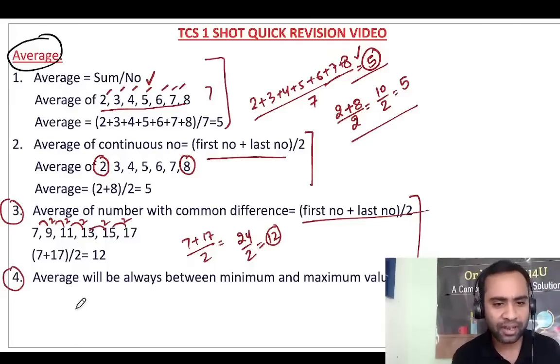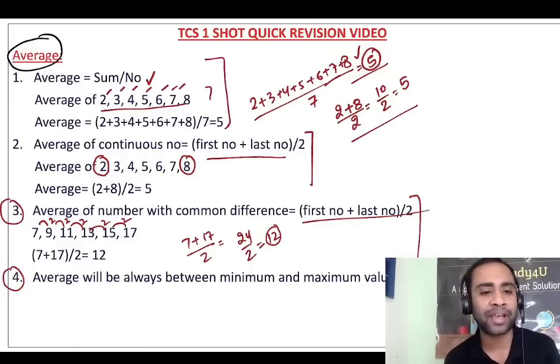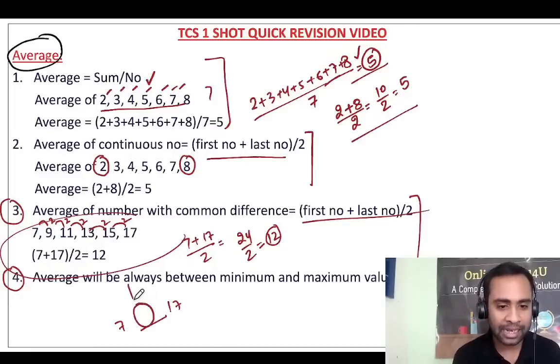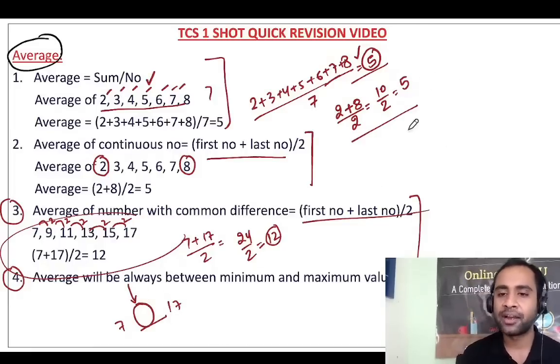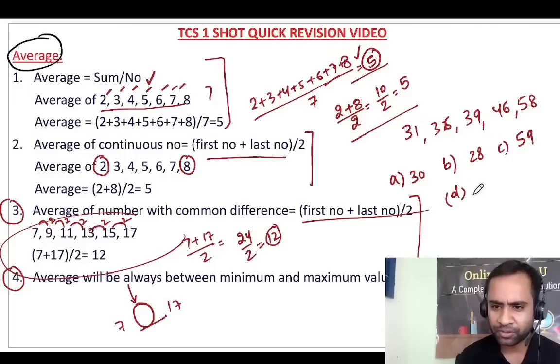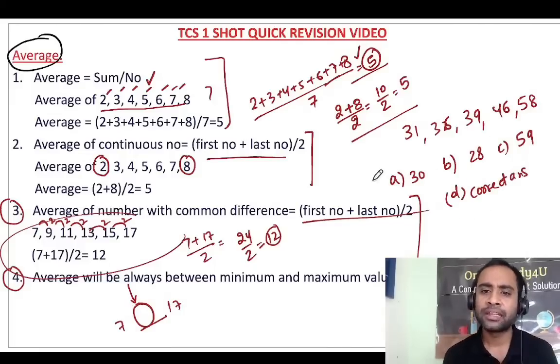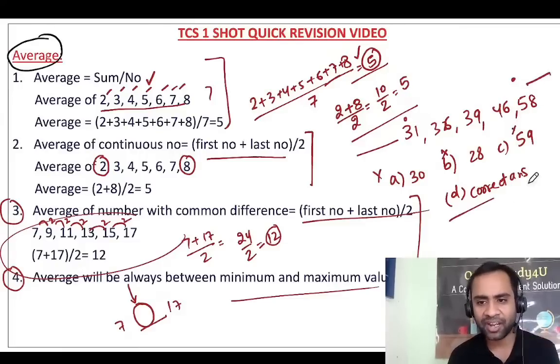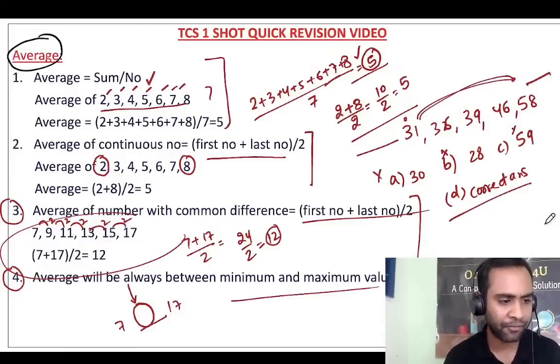Then the fourth concept: the average will always be between the minimum and maximum value. If they ask for the average of 7 and 17, it will always lie in between. If the question asks the average of 31, 36, 39, 46 and 58, and option A is 30, option B is 28, option C is 59, and option D is the correct answer, then options A, B and C cannot be the average, because the average always has to be between the minimum and maximum numbers. Clear for everyone now?